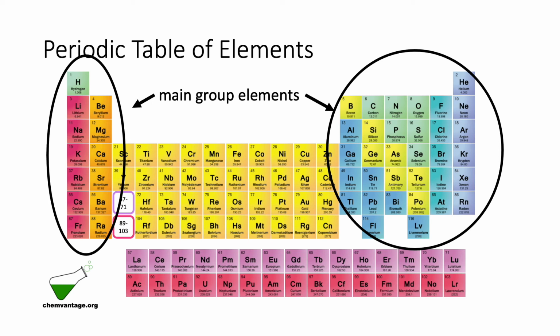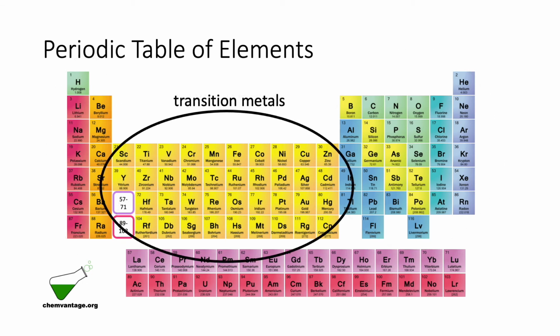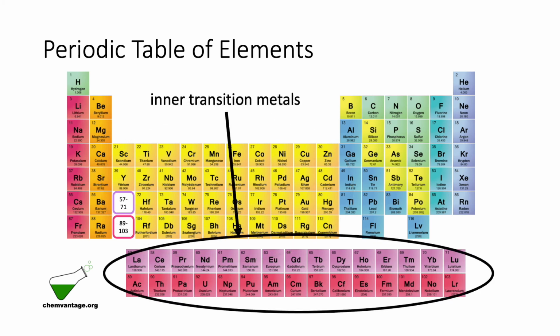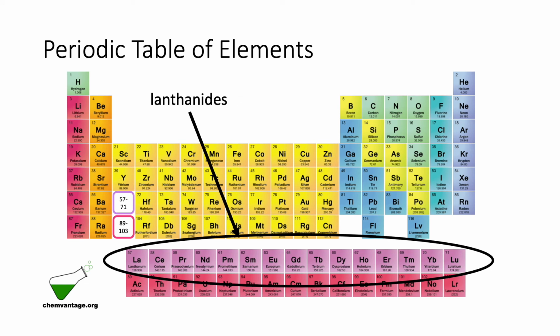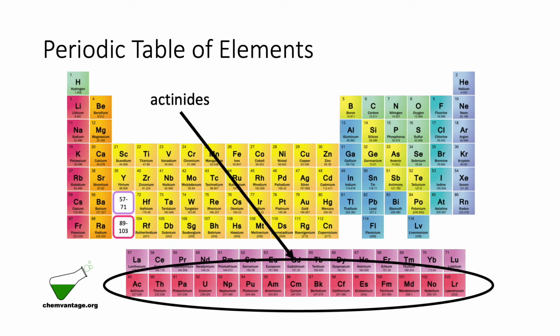The elements in between are called the transition elements. That's because their properties change gradually with increasing atomic number along each row. The 2 extra rows at the bottom are called the inner transition metals. These 2 rows are further classified as the lanthanide series, which includes elements 57 through 71, and the actinide series, which includes elements 89 through 103.